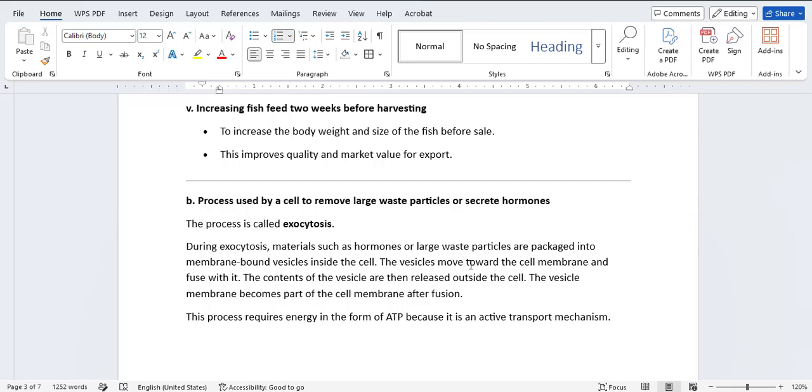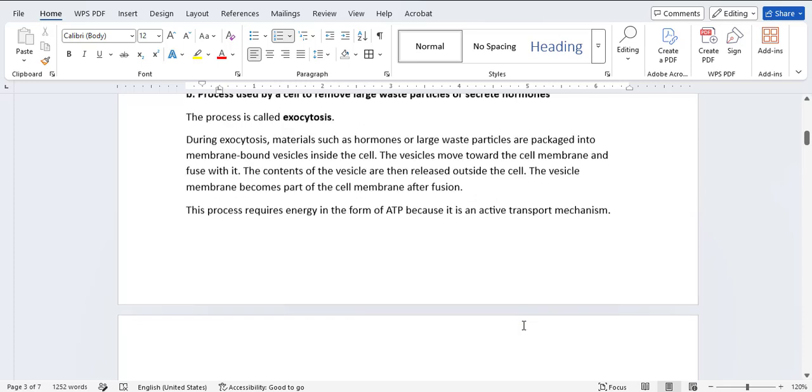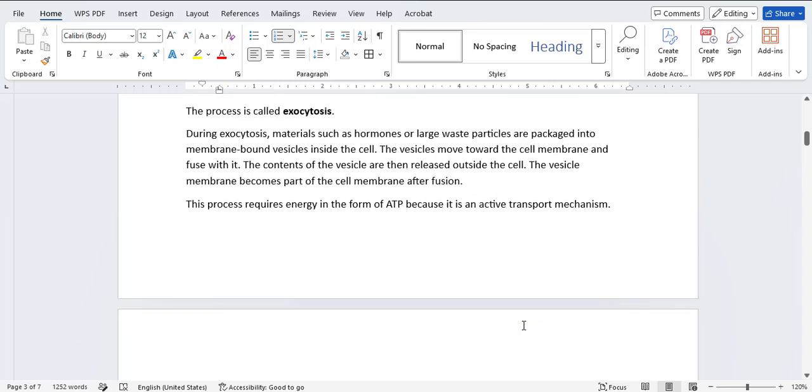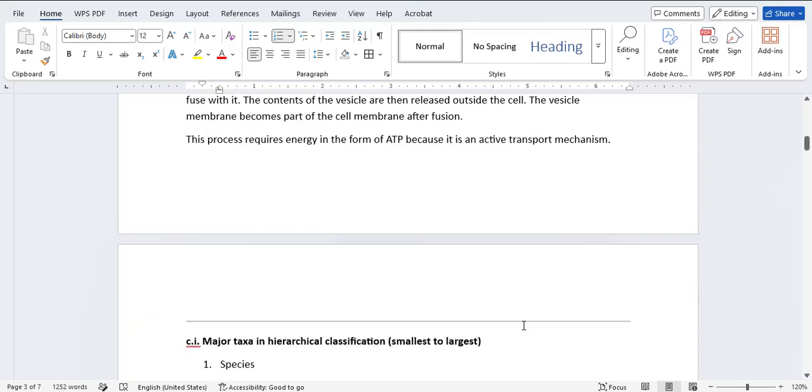What happens to the vesicle? The vesicle membrane becomes part of the cell membrane after fusion. Of course, this process requires energy in the form of ATP because it is an active transport mechanism. Right? So that's how you can go about it in different ways. It depends on you, but this is the chronological order, the right order for you to talk about it.